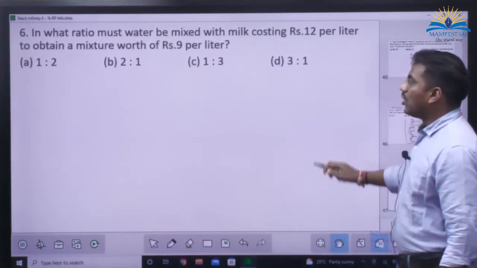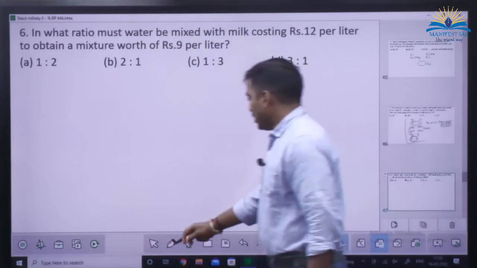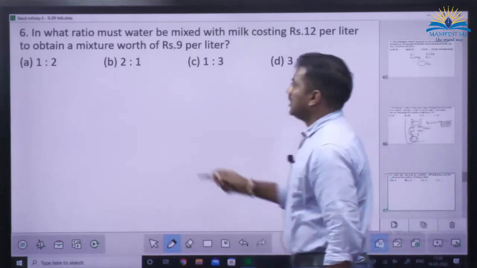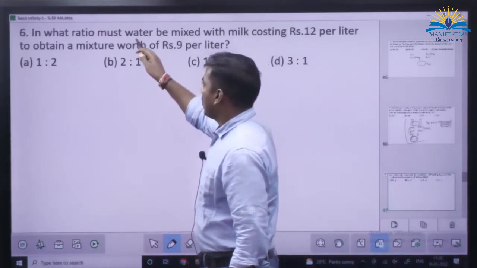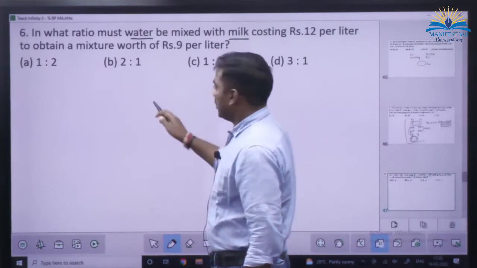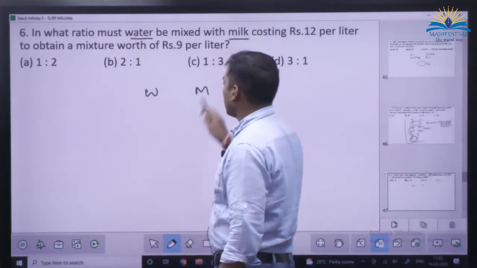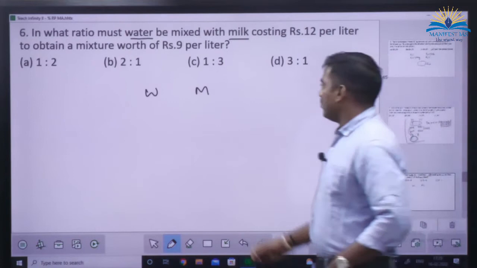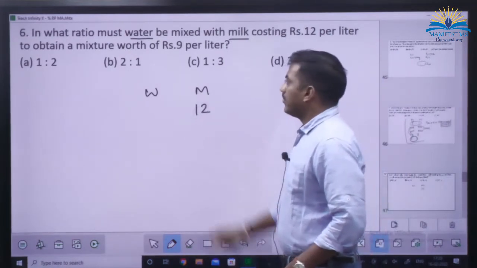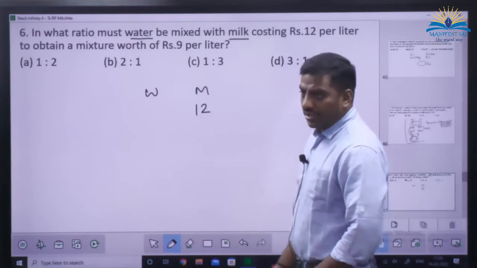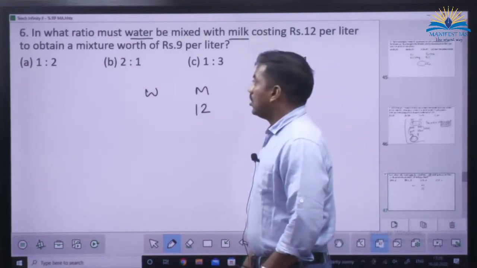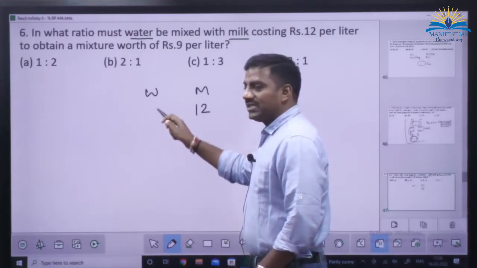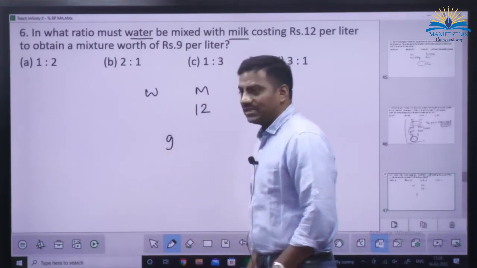In what ratio must water be mixed with milk? See, always read them in order. Water is first, then comes milk. So put water here and milk here. Be mixed with milk costing rupees 12. Milk is costing how much? 12. To obtain a mixture worth rupees 9 per liter. So this is the cost of milk, but when we are mixing it with water, we are getting the cost of the mixture as 9.